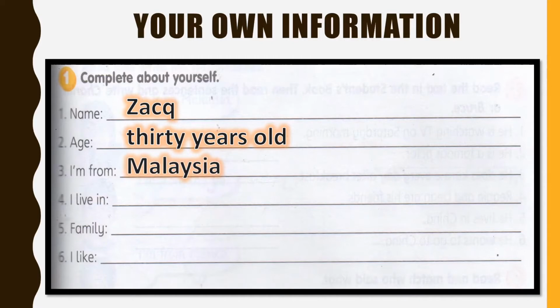And then for number 4, I live in Sabah. Currently, I'm stuck in Sabah, so I live in Sabah. How about you? Where are you now? Where are you living? Johor, Malacca, Penang? Write down where is your place here. So remember, for name, for Malaysia and for the country, we need to write it in capital letter.